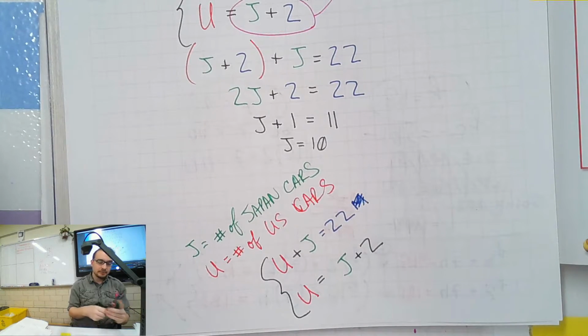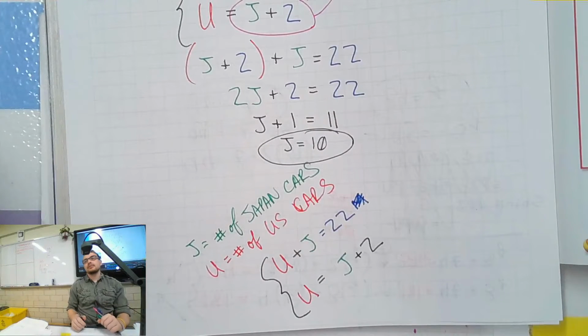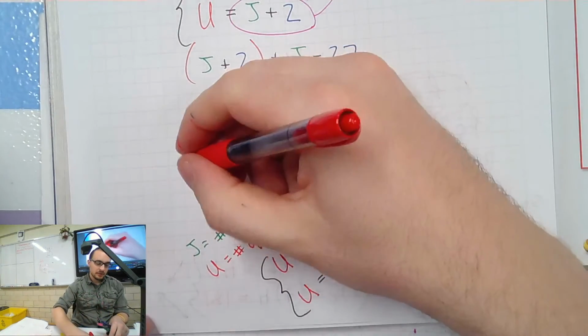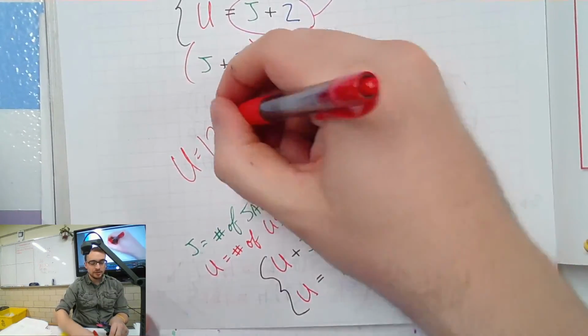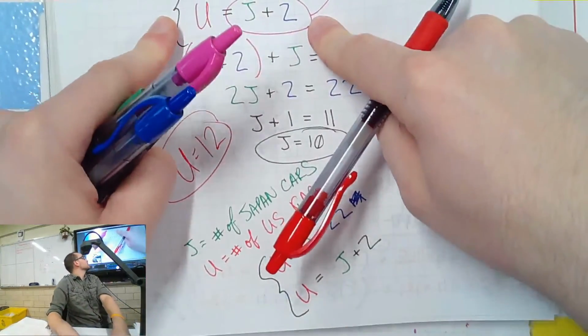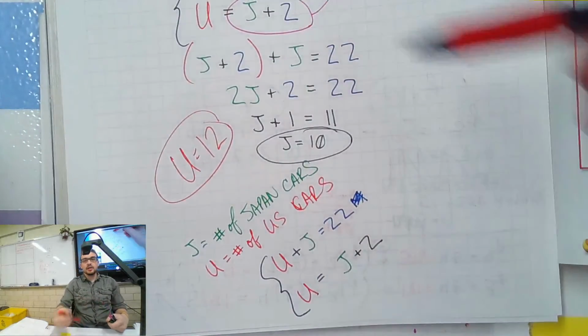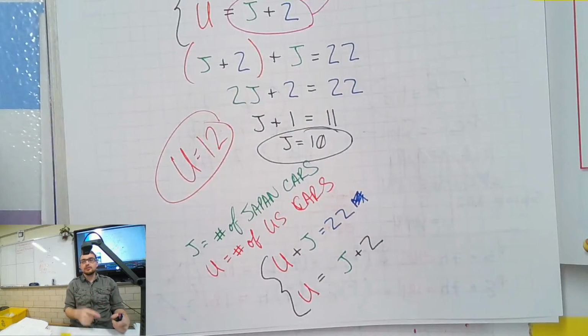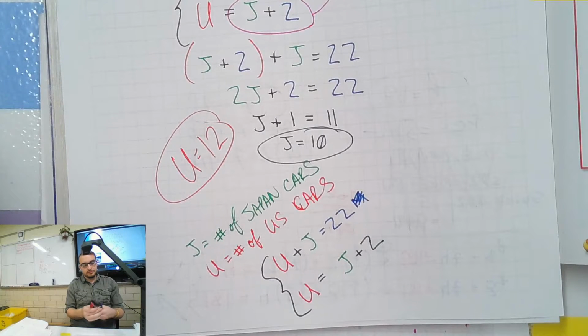So J is 10. That means 10 million cars produced by Japan, which means how many cars were produced by the United States? 12, because you remember that you just add 2 to it, right? That's what this guy means. So you could go back in and plug it in, or you could just remember whatever Japan does, we add 2 to it, and that's US. How do you feel? Better? Are we feeling better about the setup here?